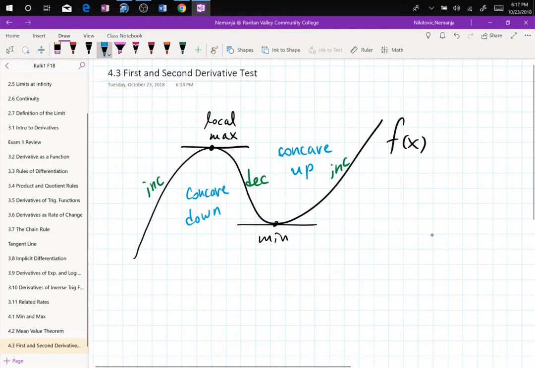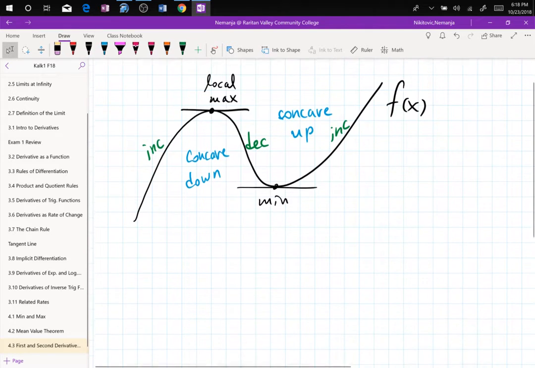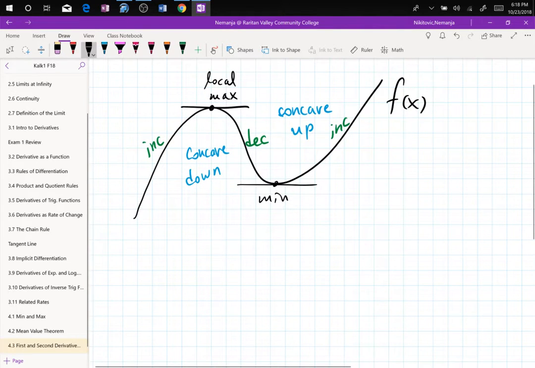Our job is to analyze functions using the first derivative test and find the intervals on which the function is increasing, decreasing, concave up and concave down, which will also immediately tell us where the min and the max are. So that's the charge for this section. Let's talk about the rules.